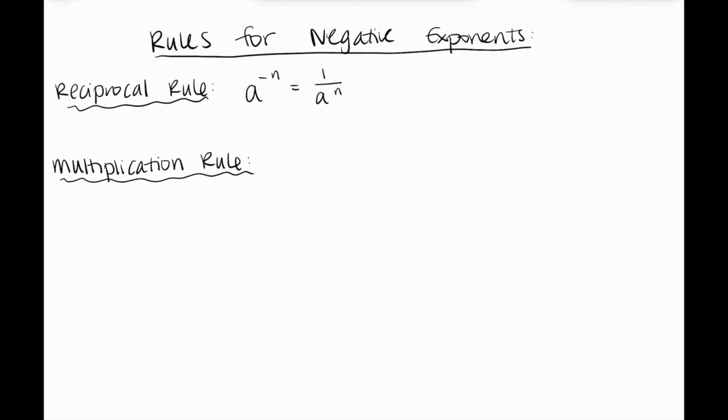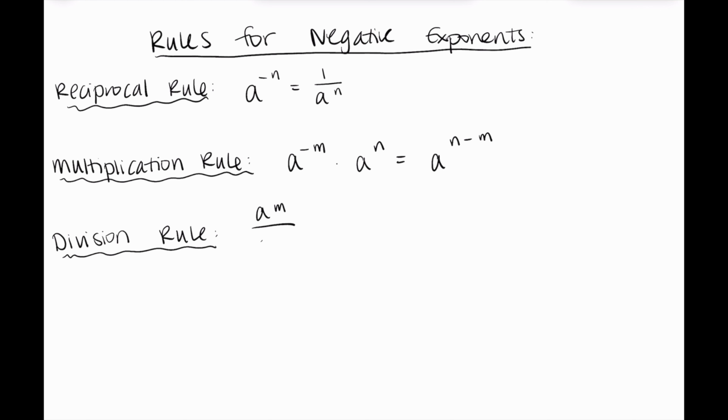Our second rule here is the multiplication rule. So if you have a to the negative m multiplied by a to the positive n, unlike in our other example where we would add our exponents, since one is negative, we would take our positive exponent, a to the n, and then we would just subtract. So it would be a to the n minus m. So that is the multiplication rule.